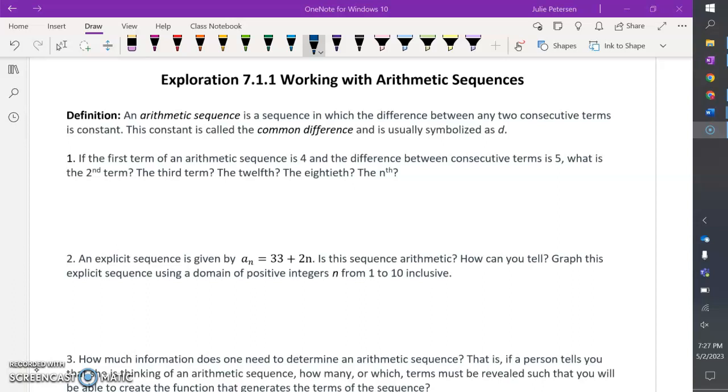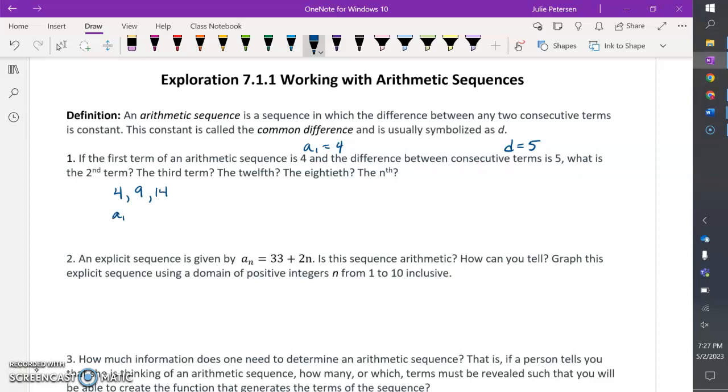If the first term of an arithmetic sequence is 4, and the difference between consecutive terms is 5, then what is the second term? Well, all we have to do is take the first term, which we said a sub 1 is 4, and our common difference is 5. And we can just do some very simple math: 4 plus 5 gets us 9. That's my second term. If I want to find the third term, I'm going to add another common difference. So I'd add 5 again to that, and I would get 14.